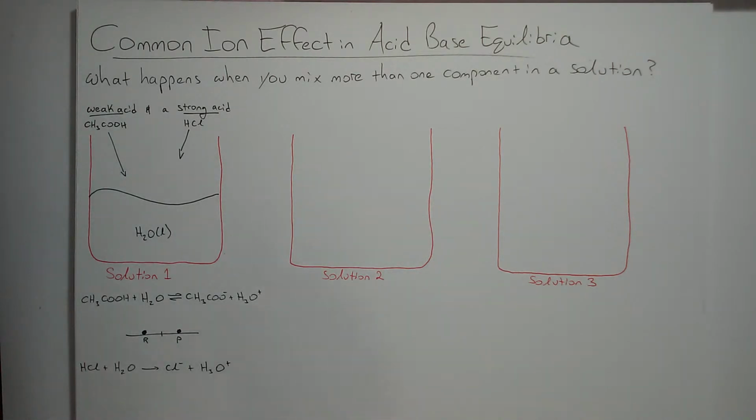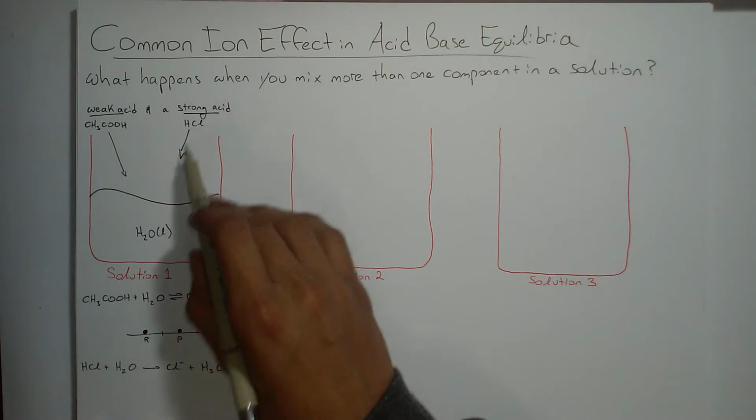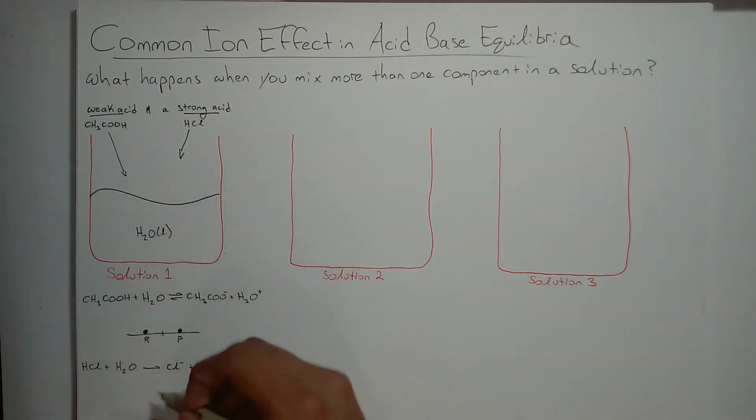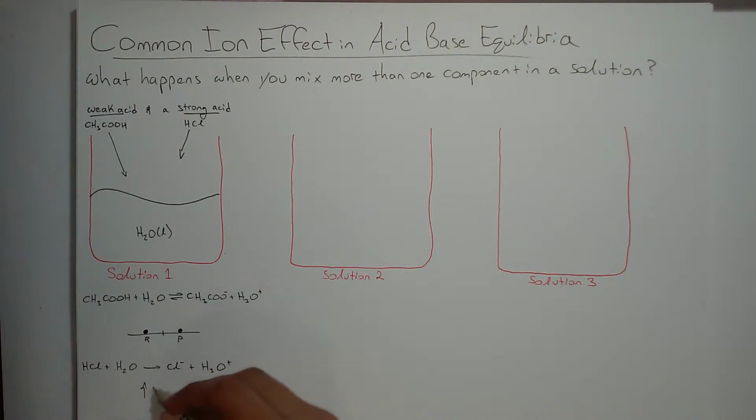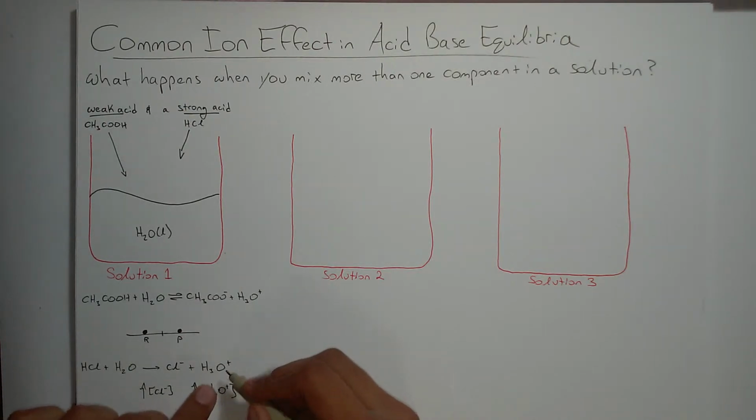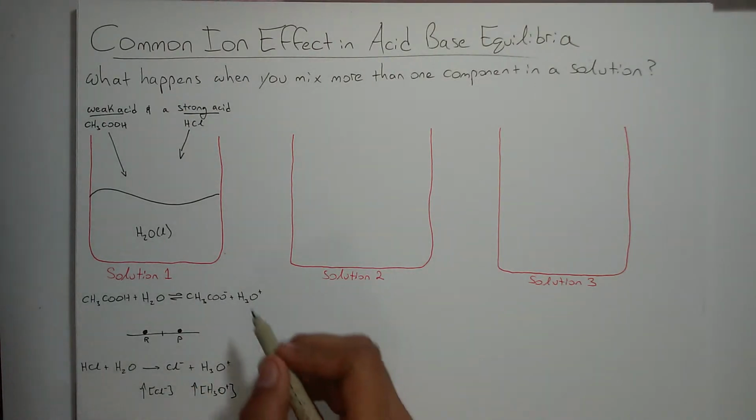Notice what's happening in this question. Notice what's happening when I toss in this strong acid. When I toss in the strong acid, I'm increasing the concentration of Cl minus inside of the solution. But also notice that I'm also increasing the concentration of H3O plus. What happens if I increase the concentration of H3O plus in the solution?